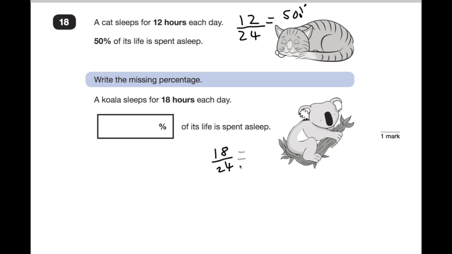Now we can cancel this down. We could divide the top and bottom by 6. 18 divided by 6 is 3. 24 divided by 6 is 4. So we know that 3/4 as a percentage is 75%.